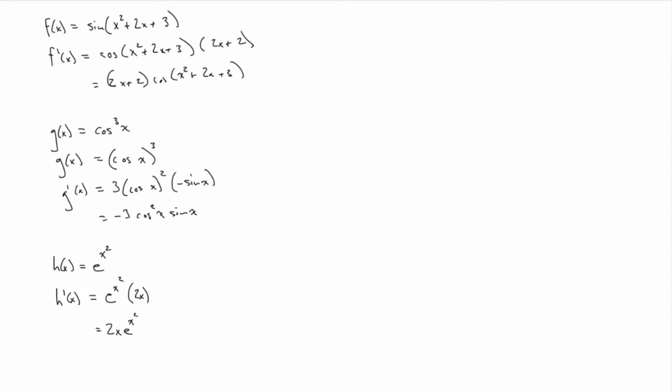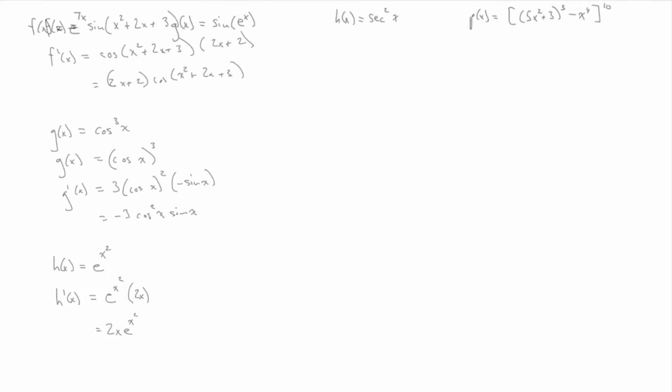You certainly want to bring the 2 out in front. It's horribly ugly to leave a constant in the middle of an expression like that. And you may as well bring the x out in front as well, so that it's clear that the e is not raised to anything, except the x squared that we have there. So 2x e to the x squared.